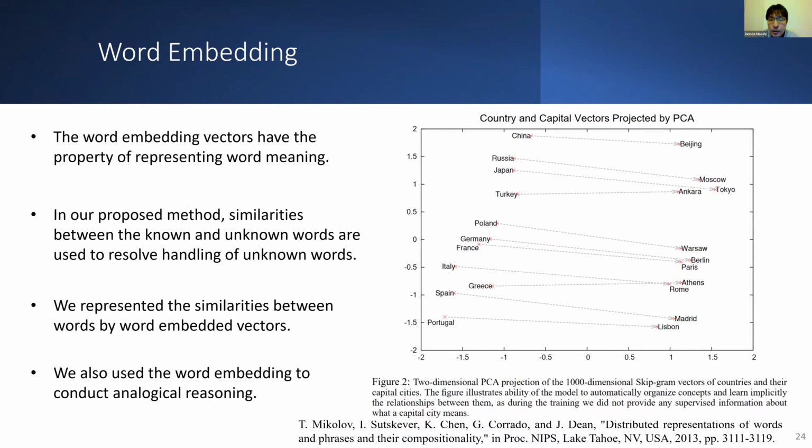The word embedding vectors have the property of representing word meaning. This is an example of a two-dimensional mapping of word embedding vectors. You can see that the capitals and countries are clustered in a particular area. In our proposed method, similarities between the known and unknown words are used to resolve handling of unknown words. We represented the similarities between words by word embedding vectors. We also used the word embedding to conduct analogical reasoning.